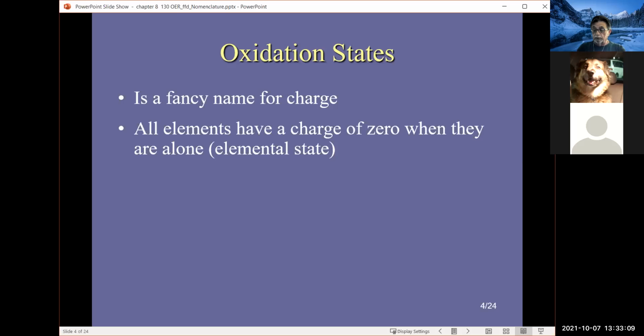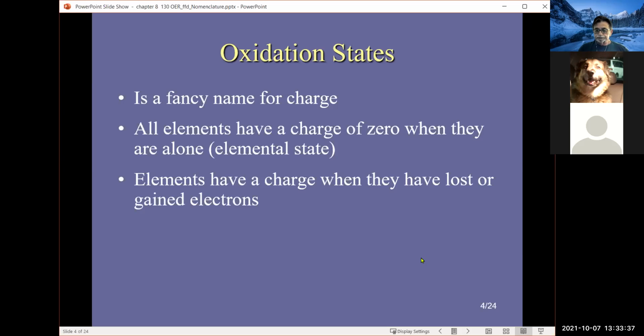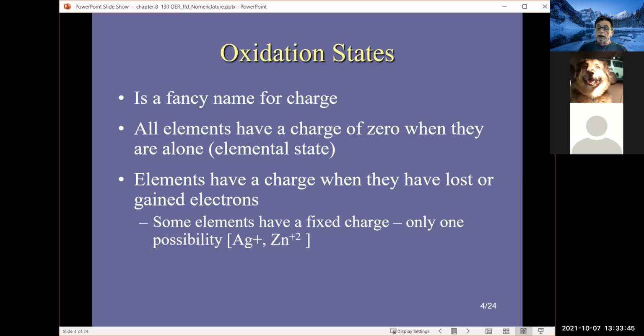All elements, when they are neutral, have an oxidation number of 0 because an equal number of protons and electrons. Hydrogen has 1 proton, 1 electron. Element number 118 has 118 protons, 118 electrons. All of them have an oxidation number of 0 because they cancel out. Elements that have a charge, as we talked about, they either because they've lost or gained electrons, okay? And some elements have a fixed charge. I just went over those.